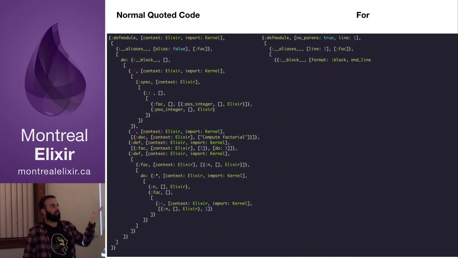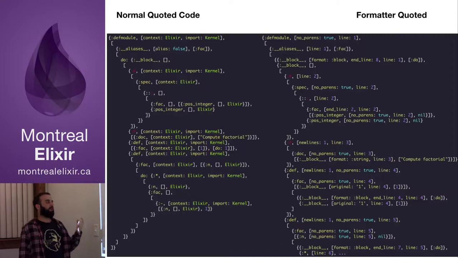Somehow, when I call token to quoted, it inputs a lot of new metadata into the coded output. Some metadata regarding the line of the definition of the token, whether it is using parentheses or not, and also comments. Comments are put into that.